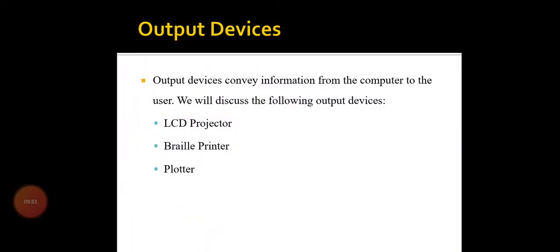Now the next topic is, as I told you, hardware can be divided into two parts: input devices and output devices. Till now we have discussed input devices like MICR, magnetic ink character reader, barcode reader, optical character reader, optical mark reader, and then card readers. Now comes your output devices. Output devices convey information from the computer to the user. We will discuss the following output devices: LCD projector, braille printer, and plotter.